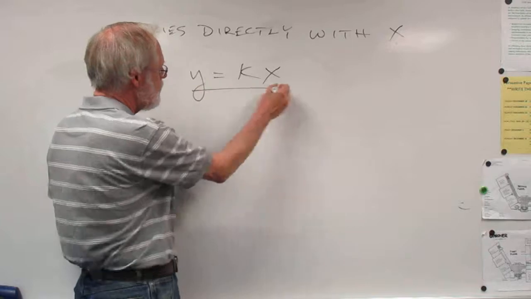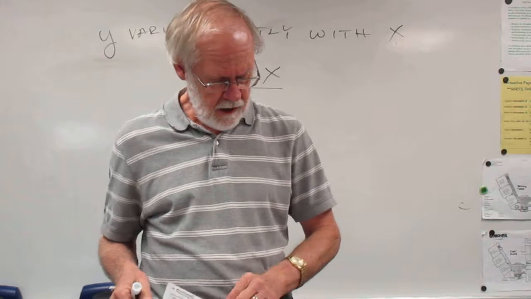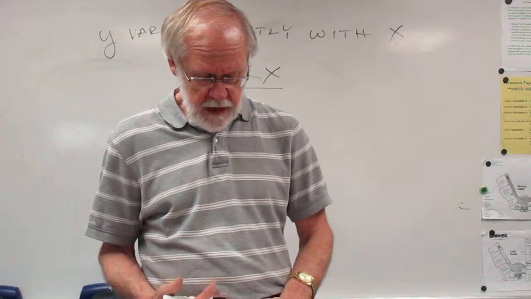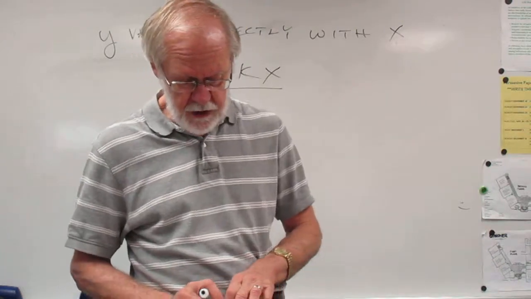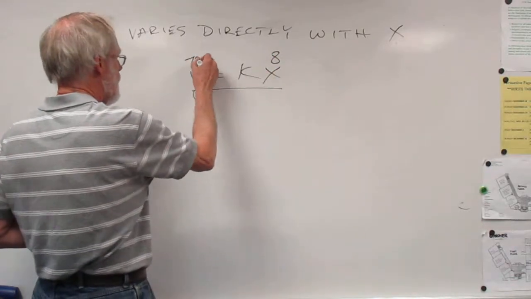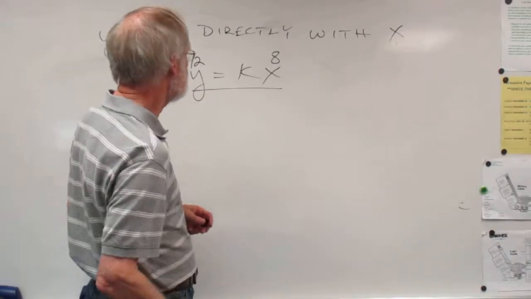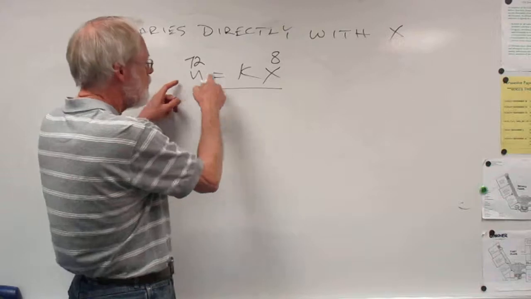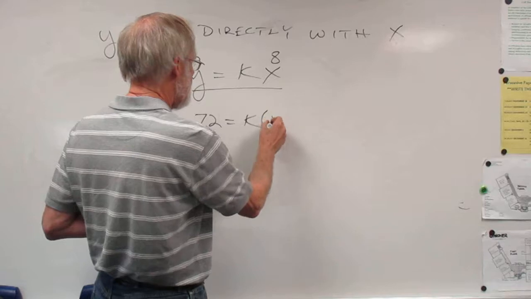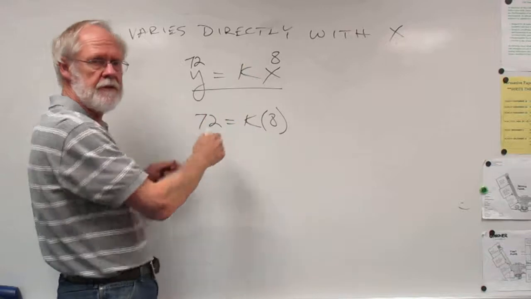Now, we have a general equation here, like the y equals mx plus b equation for a linear equation. However, we would like something more specific now. So let's say we have a situation in which when x is 8, y is 72. Now, what we want to find is the equation that represents this situation. So, we're going to put the x and the y numbers in. So 72 equals k times 8. And I want to solve for k. I want to know what the constant of variation is for this situation.